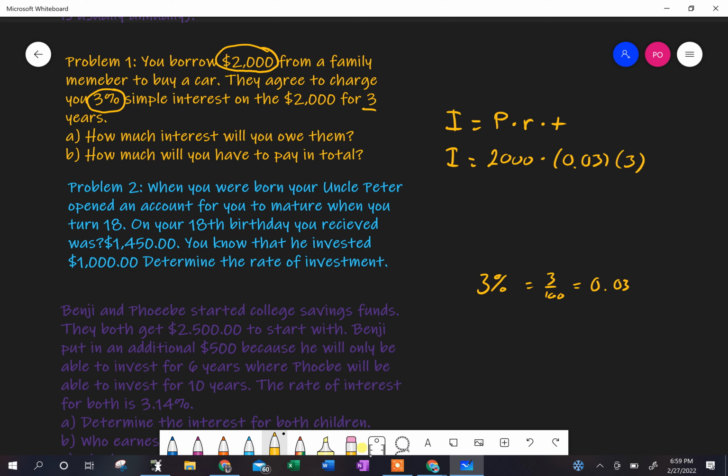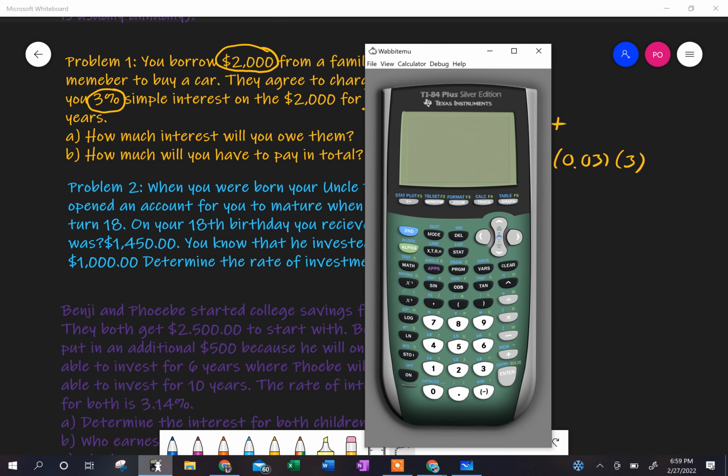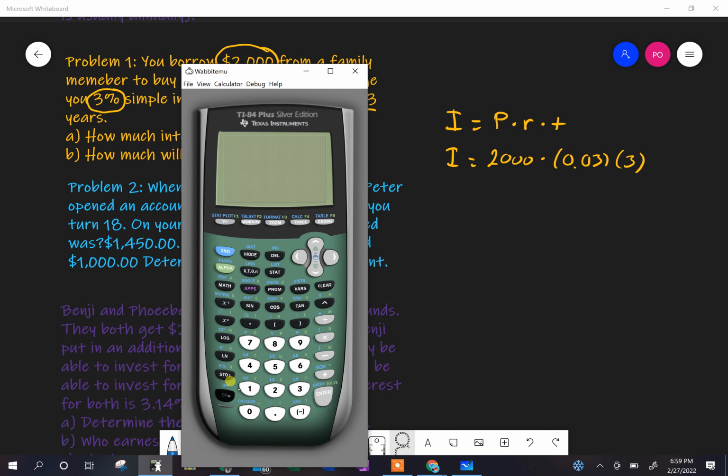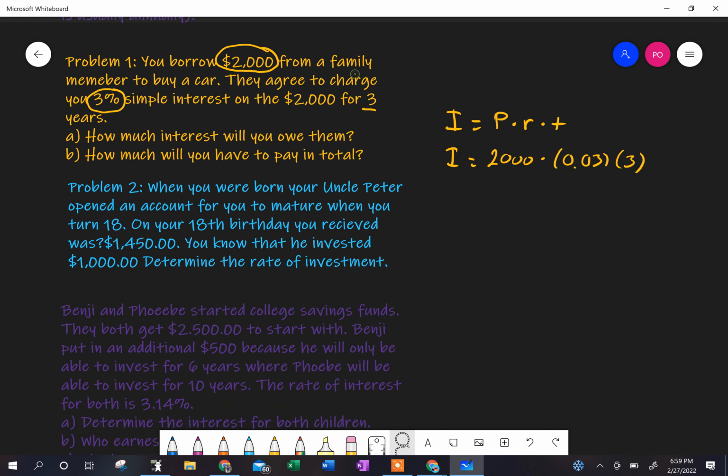So now, in order to find out how much interest I'm going to owe, all I have to do is turn on my calculator, type in 2,000 times 0.03, times 3 for the 3 years, and it looks like I'll owe them an extra $180. So it says my interest on this loan is going to be $180.